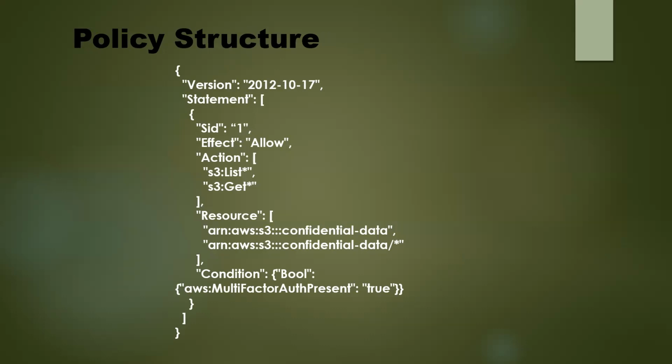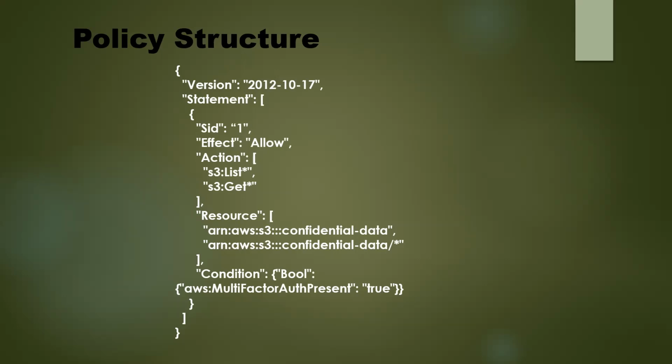The next one is statement, which acts as a container for other elements of the policy. Now you can see on your screen this logical container starts with a square brace and ends with the square brace. The first element that is inside the statement container is SID, also called statement ID. It is an optional parameter. This is mostly used to differentiate between different statements.